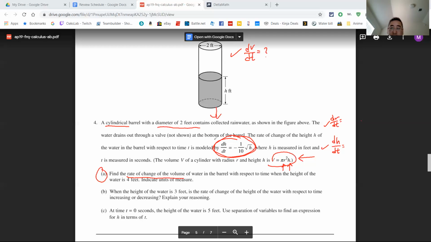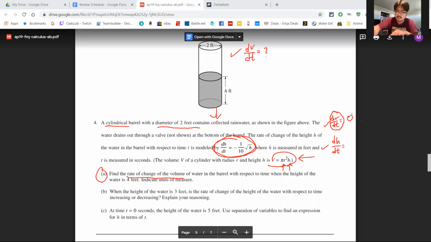Can someone tell me what they know about dr/dt here for this particular problem? Is it constant? It is a constant. Specifically, what number? What's the rate of change of radius? It is essentially 0. Thank you. That is 0. All right. So I have everything I need to keep going.